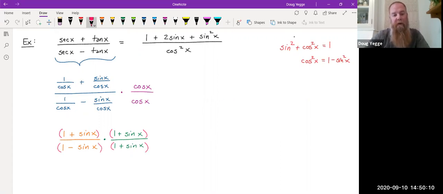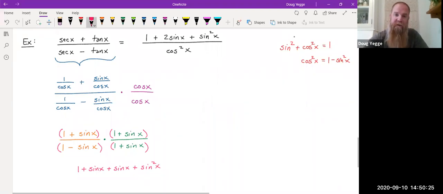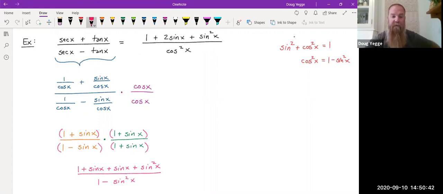And so the numerator becomes 1 plus sine x plus sine x plus sine squared x. And at this point, we should really start to feel happy and proud of ourselves, because look at how the numerator automatically turned into what it was supposed to. But the denominator is turning into 1 minus sine squared x. Okay, by expanding and multiplying to become the difference of 2 squares, the negative sine x and positive sine x cancel.